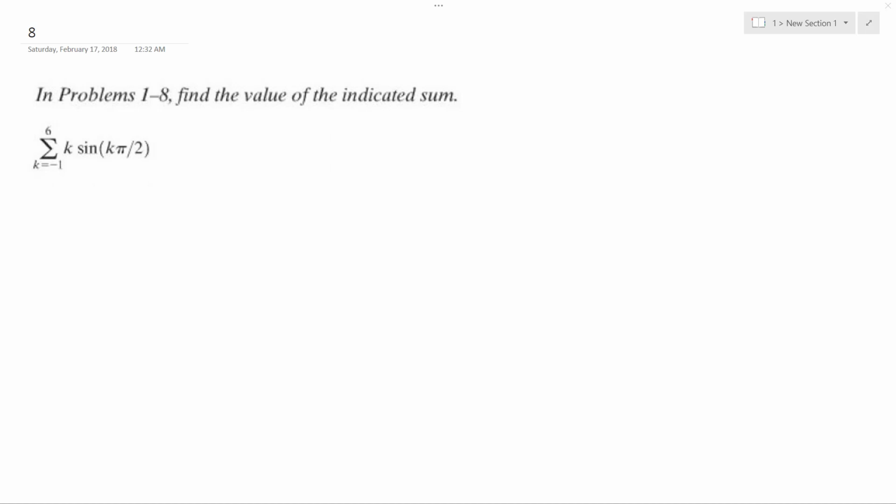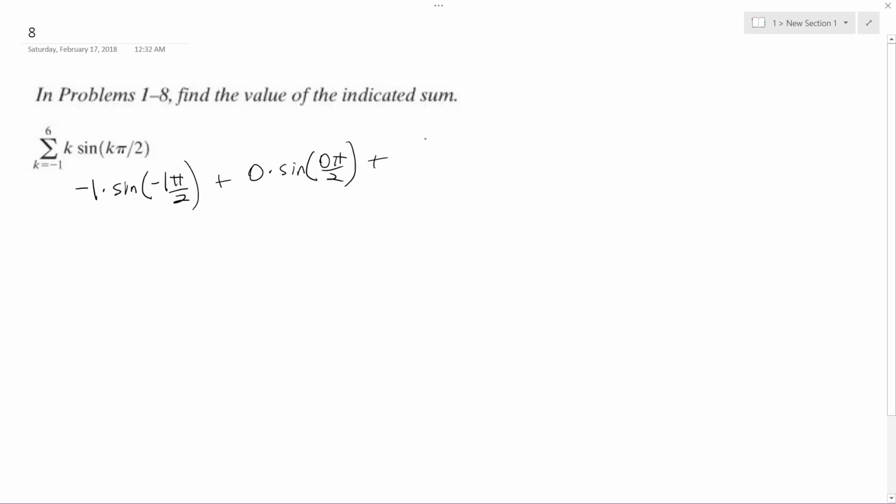So what we want to do here is start at -1 and go consecutively by integers up to 6, and we add these up. So we go -1 times sine of (-1)π/2, or negative π/2, and plus, I'll just start up here. So 0 ends up being 0.